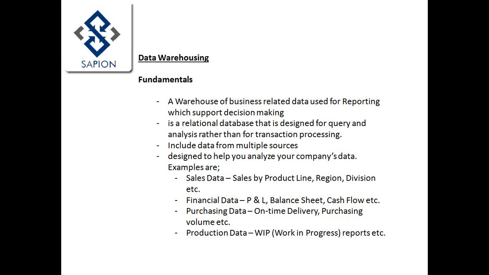Alright? Obviously, this data comes from different sources or different source systems. Production data. This is one example of a production report. Work in progress report. As the CEO of the company, can I ask for a report which says how many tires are being produced at this moment in the factory? Is that a valid reporting requirement?